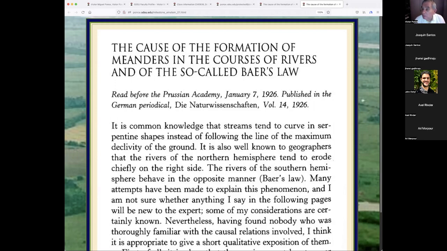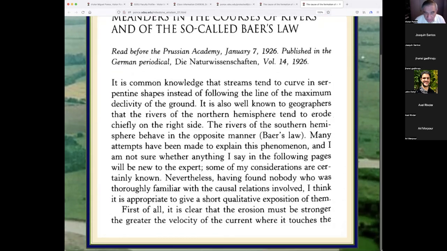Northern Hemisphere, Southern Hemisphere. So this has got something to do with rotation of the Earth, because the Earth does rotate. So this is Baer's Law, according to what he said. Their opposite direction of forces cause exactly opposite behavior in the Northern as opposed to the Southern Hemisphere. Many attempts have been made to explain this phenomenon, and I'm not sure whether anything I say in the following pages will be new to the expert. Some of my considerations are certainly known. Now this is interesting, because the question is, was Einstein the first one that ever talked about meanders, 1926?